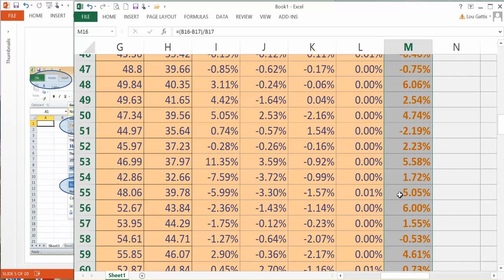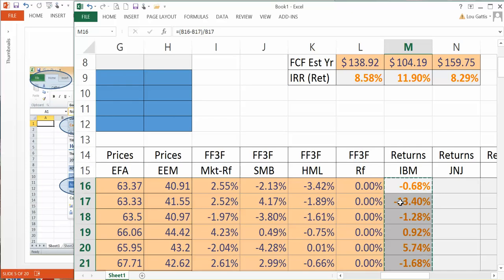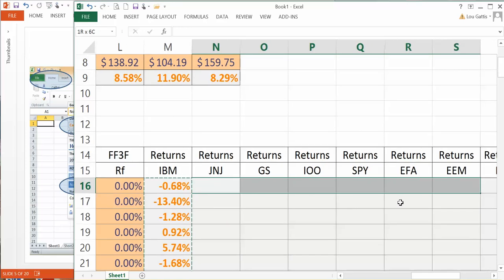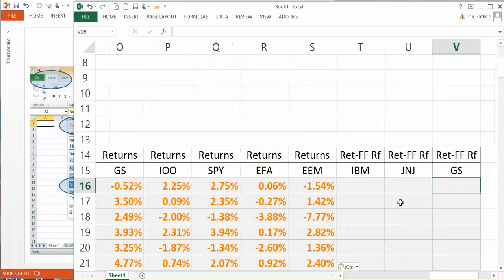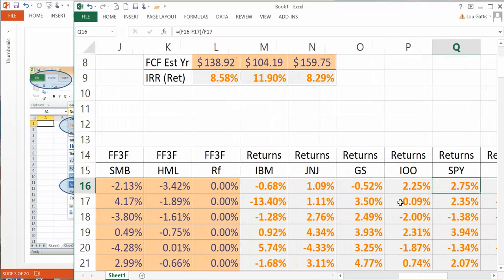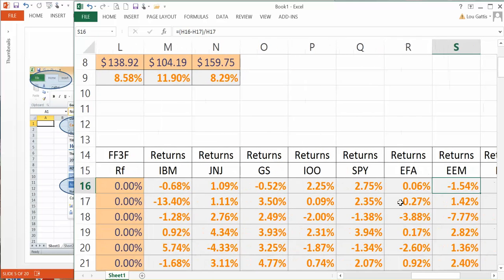Now I can copy that formula, and then I can use that for J&J, Goldman Sachs, IOO, and SPY, EFA, and EEM. We'll explain later how we're going to use these. We'll also explain later what this FF3F data is referring to. So here are monthly returns for my 1, 2, 3, 4, 5, 6, 7 securities.